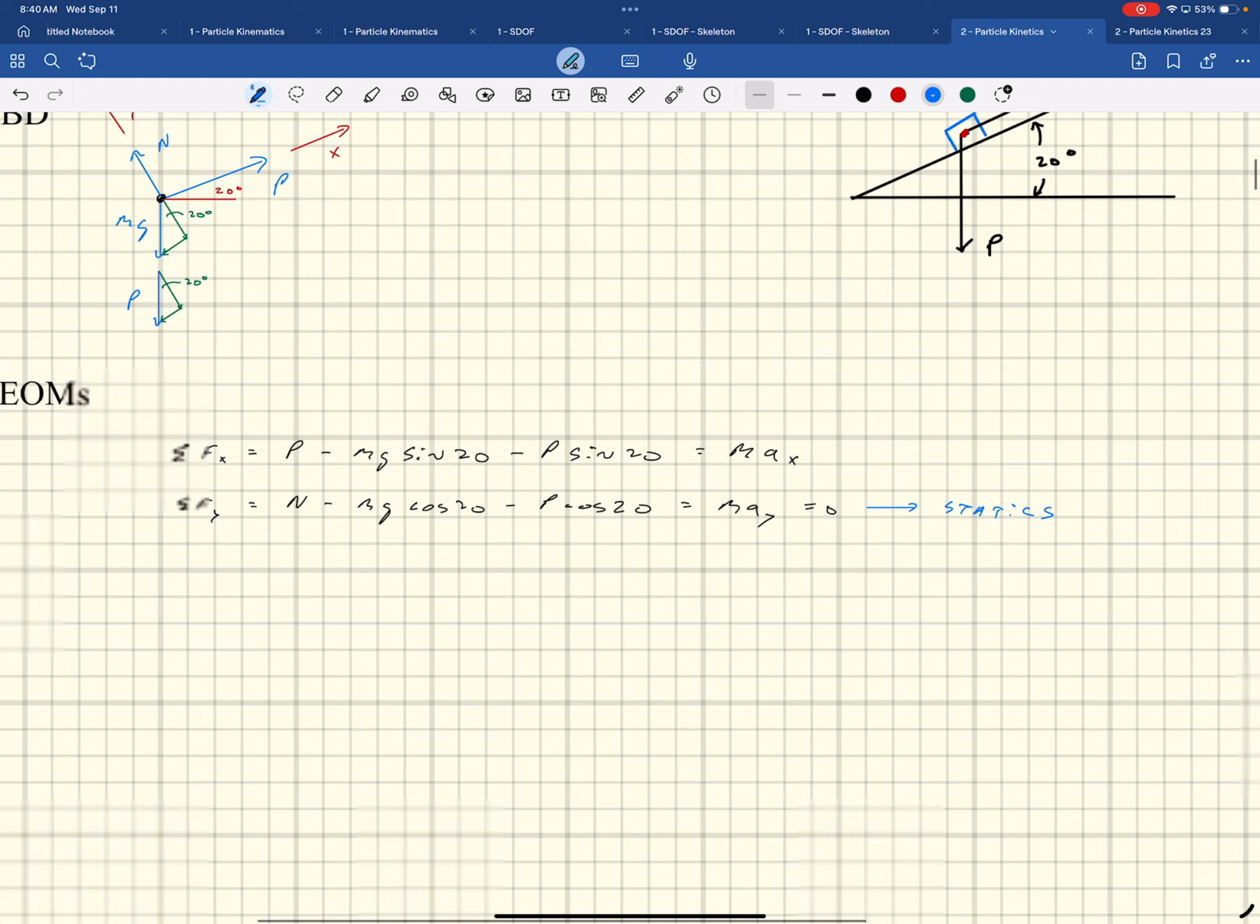Right, what I would use that for would be to determine what the normal force is, right? They don't tell us what the normal force is. There are two unknowns in this, right? The normal force, and I'm solving for the P required for it to go up and down.